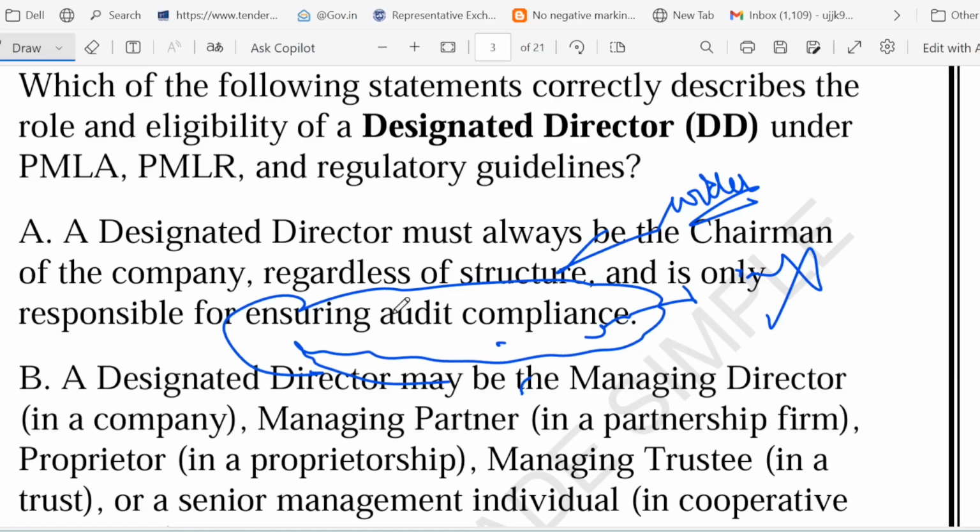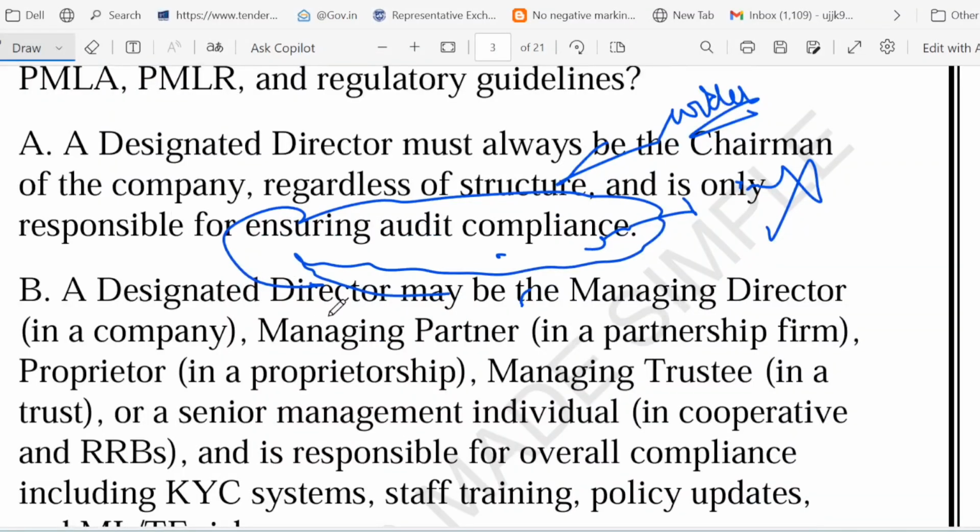No. The DD rule is much wider than just audit. It's all about full compliance with the PMLA, KYC, and AML systems. Let's look at option B. Option B is correct. Yes, this is the correct one.